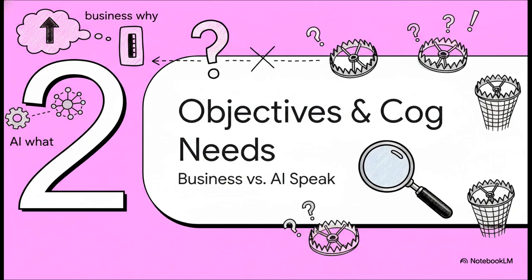All right, let's tackle the first 2 task groups together. And you're going to want to lean in for this one, because this is a classic exam trap, mixing up the business why with the AI's what. We're going to make sure that doesn't happen to you.